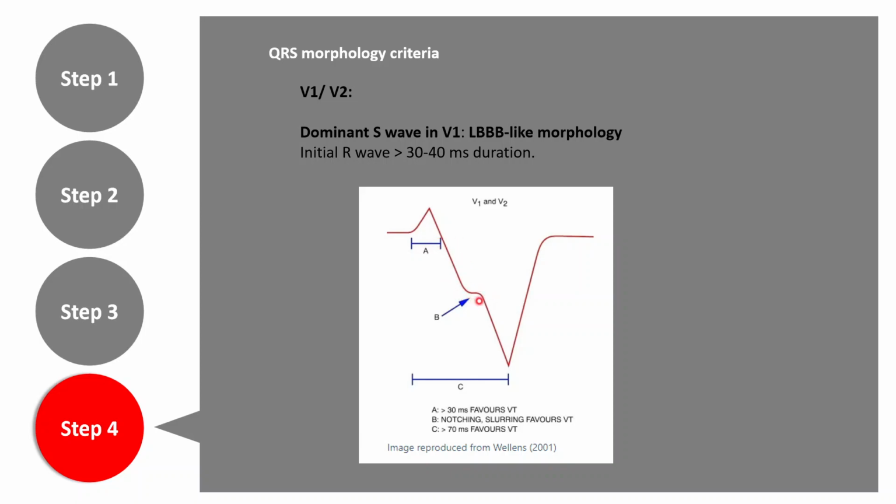If there is a Josephson sign, which is a notch in the downsloping component of the S wave, highly likely to be VT. From the beginning of the QRS complex or beginning of the R wave to the nadir of the S wave, if this gap or distance is more than 100 millisecond, which by default fulfills step 2. If step 2 is not fulfilled, but in step 4, if we find that this distance is more than 2 small square, which is about 70 to 80 millisecond, highly likely to be VT. And this picture is taken from the paper by Wellens in 2001.